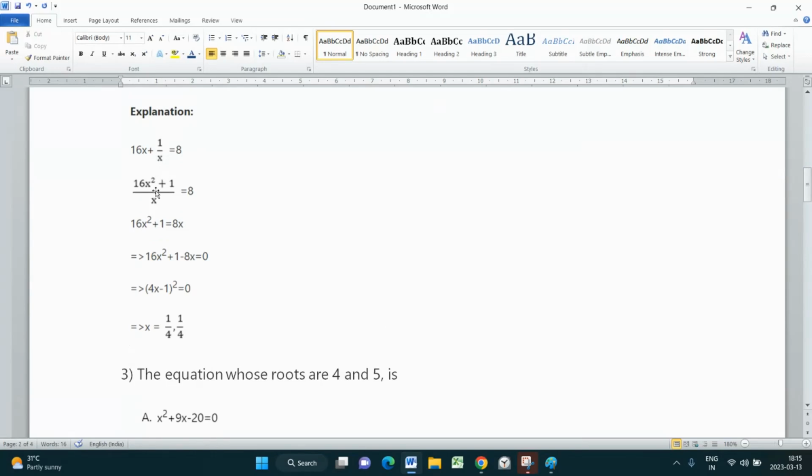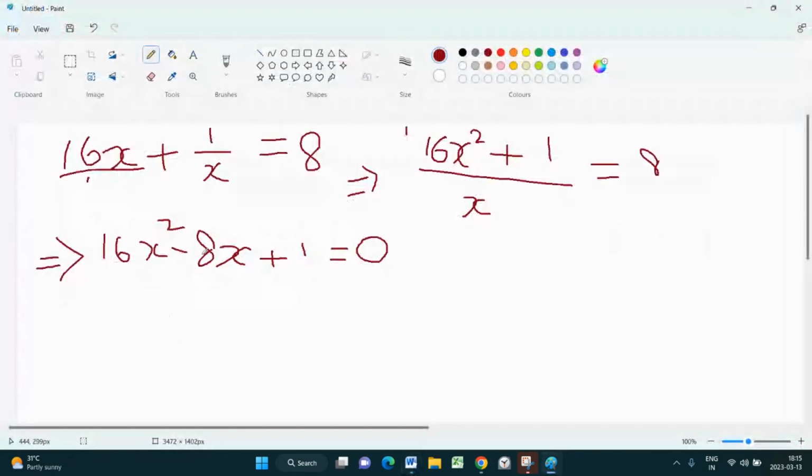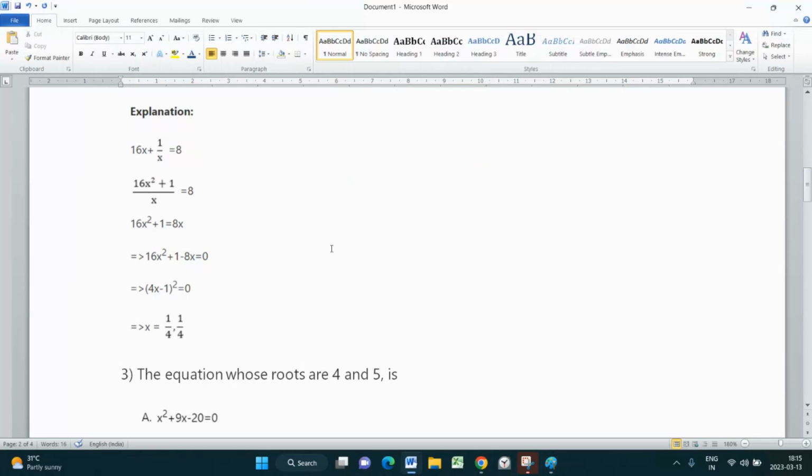So 16x square plus 1 by x is equal to 8, 16x square plus 1 is equal to 8x. Here it comes as minus 8x. In this place, minus 8x plus 1 we can take as 4x minus 1 the whole square. We have to factorize this; you would have studied factorization. 4x plus 1 whole square.